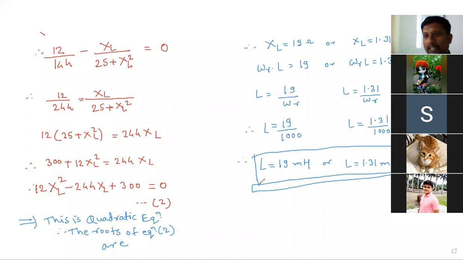Okay. So in this way, you have to solve this example. But if you are using the formula, any one value you can get. Either you can get 19 or 1.32. That is also acceptable. But in the textbook or reference book, they have given this solution, so you have to follow this solution.